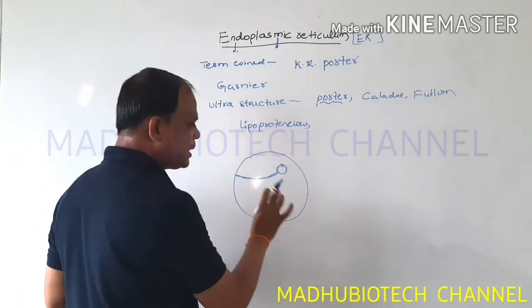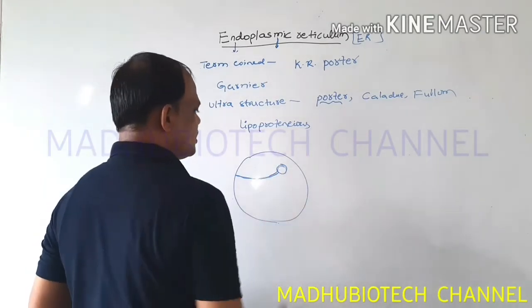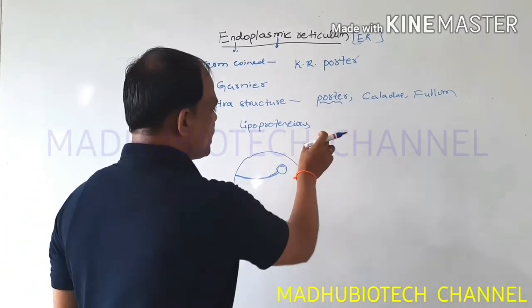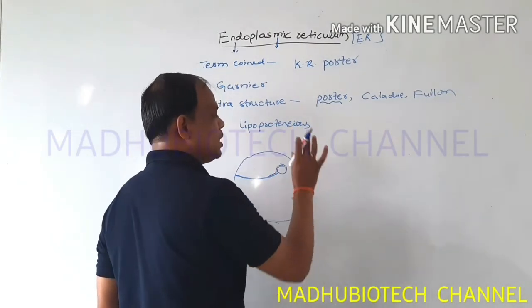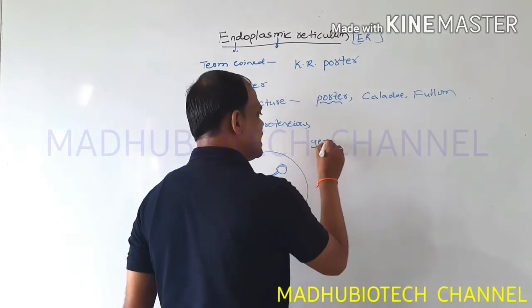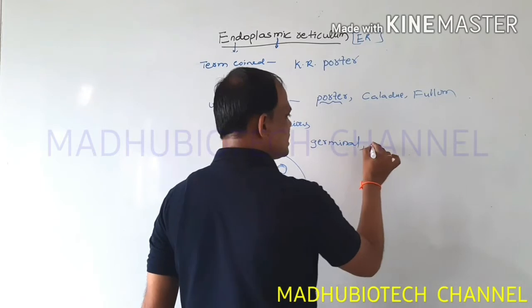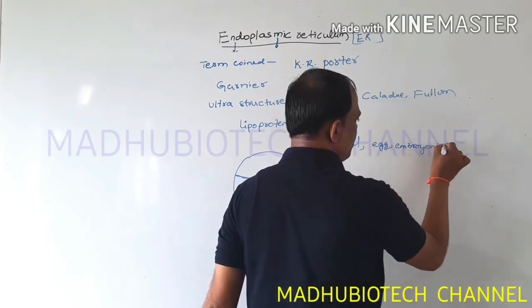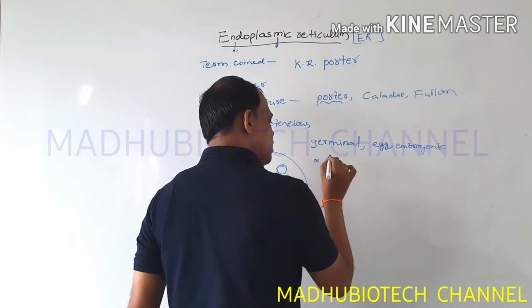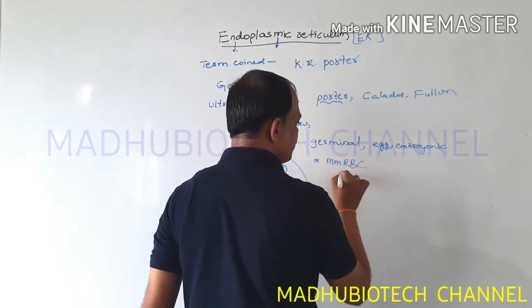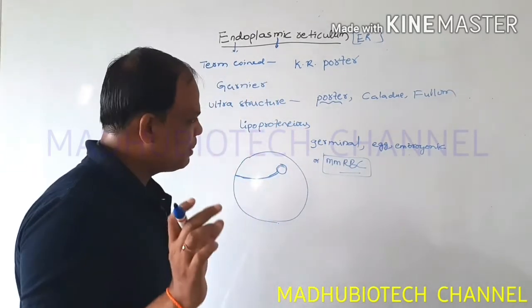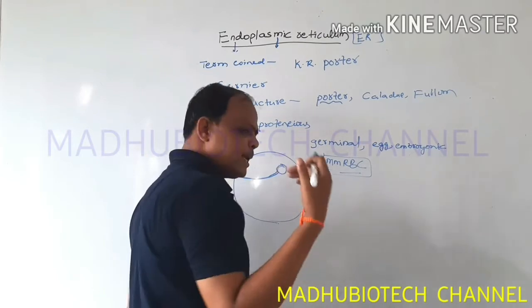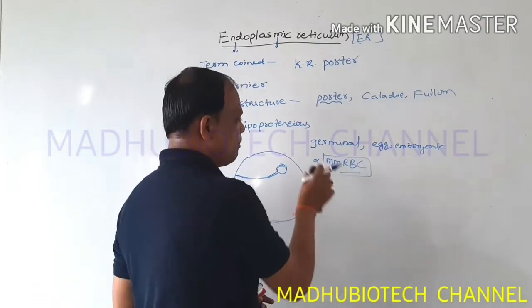The endoplasmic reticulum occupies 50% of the cell mass, and it is a single-membrane-bound cell organelle. It is present in all prokaryotic and eukaryotic cells, except germinal cells, egg cells or embryonic cells, and mammalian mature RBCs. When mammalian RBCs mature, all the membranous cell organelles disappear.